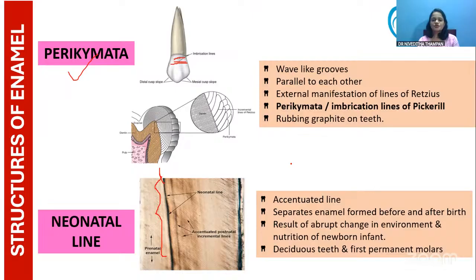Such lines are usually seen in the deciduous teeth and in the first permanent molars, because for the other teeth, mostly the permanent teeth, the enamel formation happens after birth only.